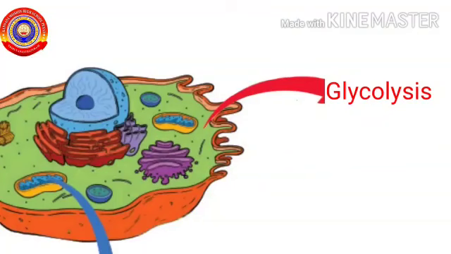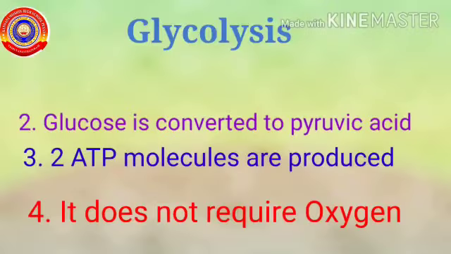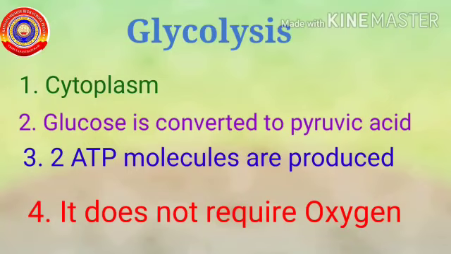The first phase in cellular respiration is glycolysis. This process takes place in the cytoplasm. During this process, glucose is converted to pyruvic acid, and as a result, 2 ATP molecules are produced. These ATP molecules you already learned about in the first chapter. ATP means adenosine triphosphate. For glycolysis, oxygen is not required.